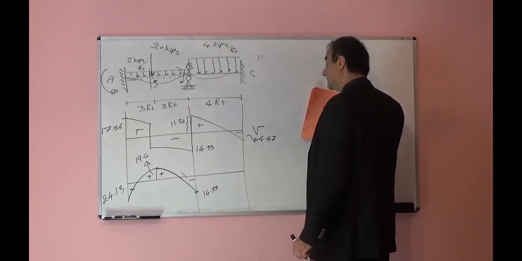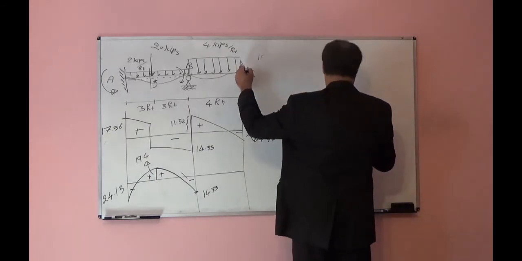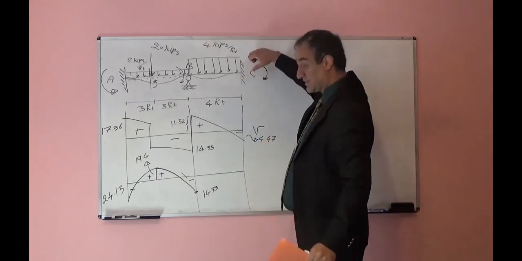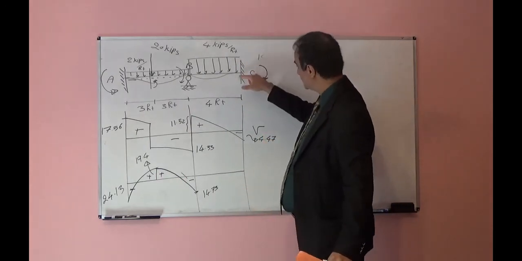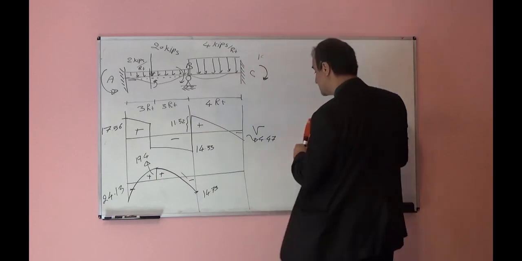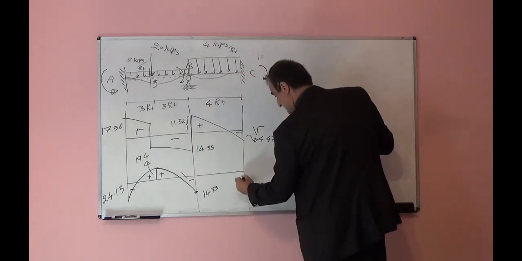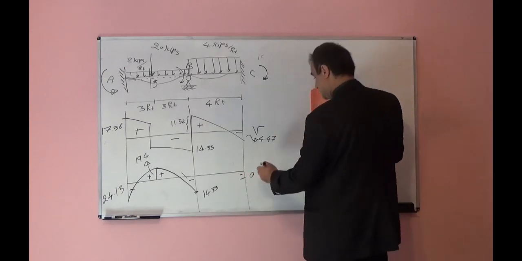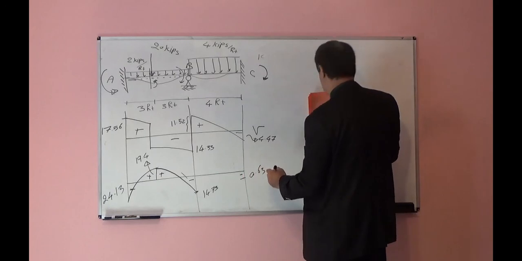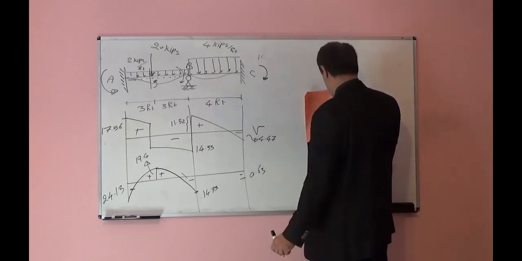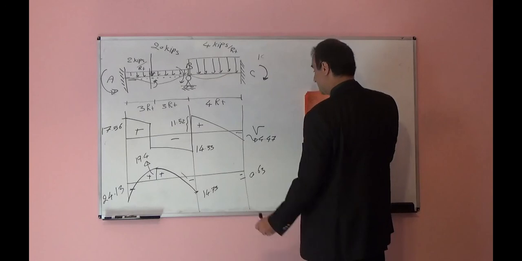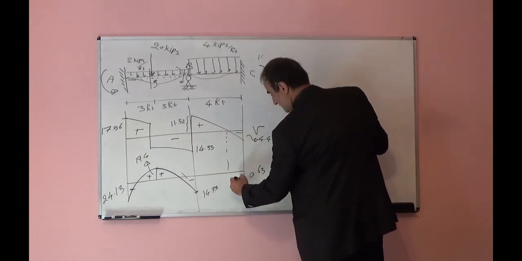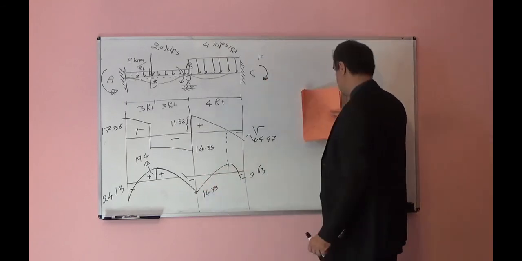Then we have moment at C, which is in this direction. If you take point C with your hand and rotate in this moment direction, you see it creates compression underneath of the beam. It is negative. The reaction here was 0.63, and again distributed load, so curve shape, and the maximum should be here. So it will go to positive, convex like this.